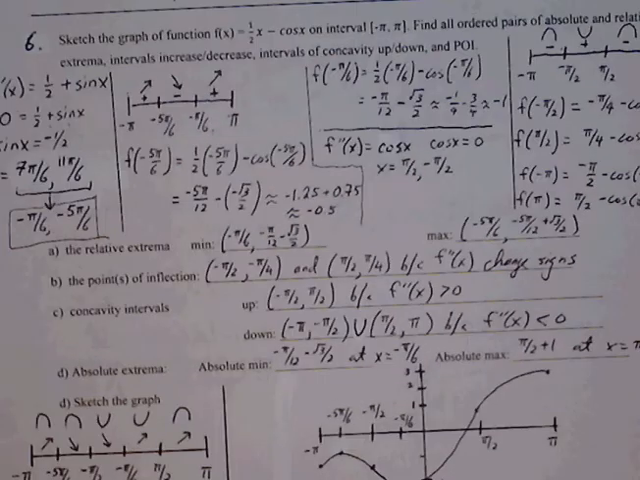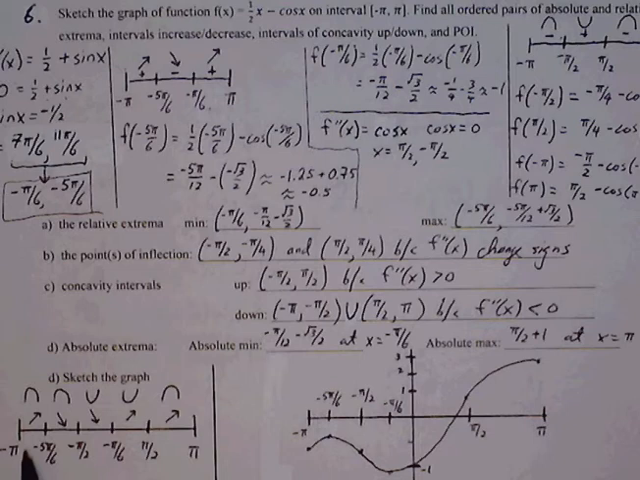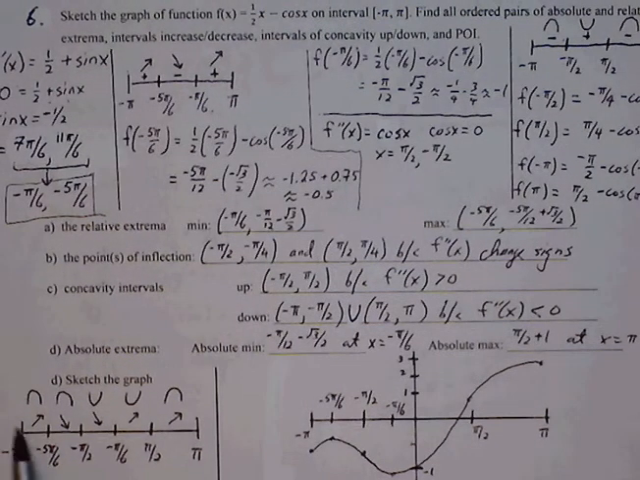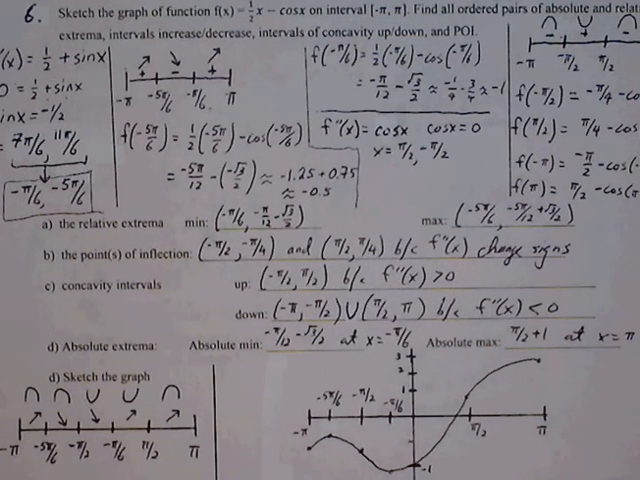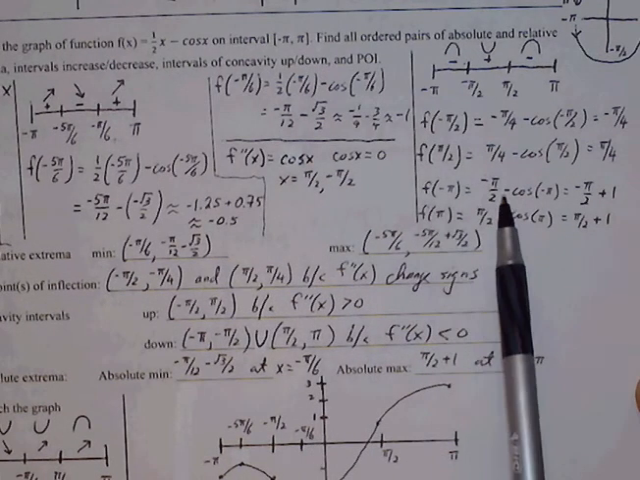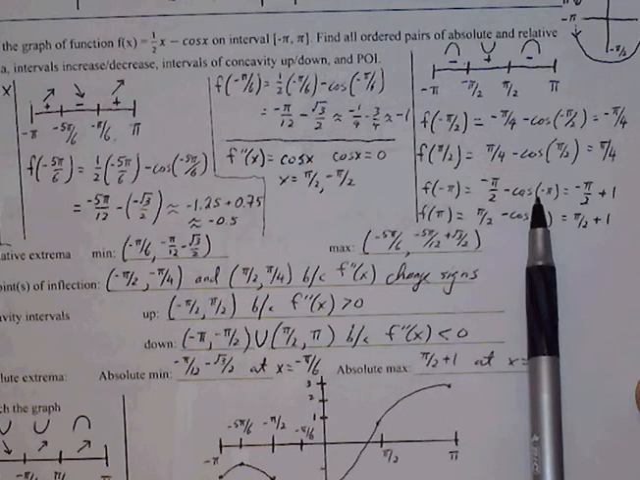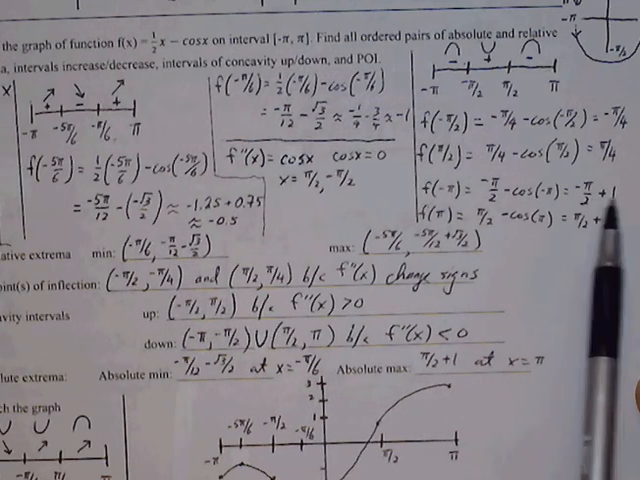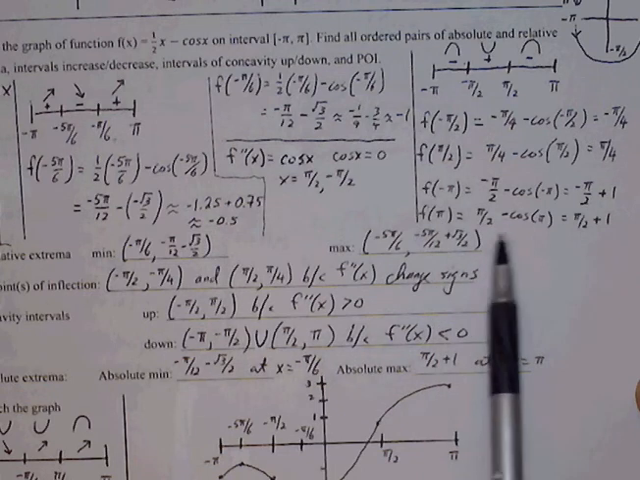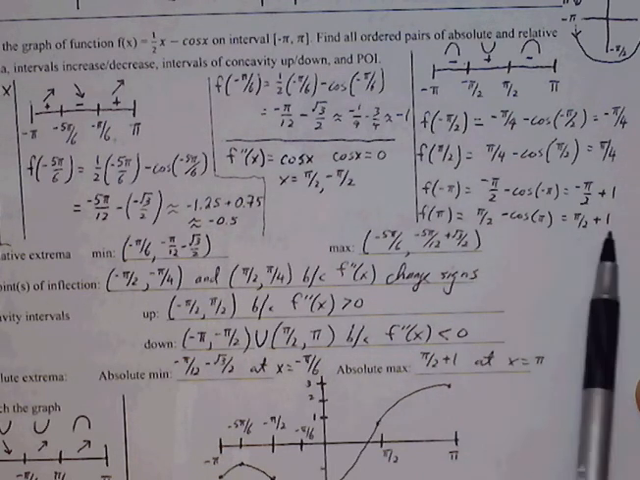We can go ahead and put our results from our first two sign lines onto one sign line so we can match up the slope with the concavity. And the next step is just to find the ordered pairs for the endpoints. Plug negative pi into the original equation, and I'll get negative pi over 2 plus 1, which is about negative 0.5. And then plug pi into the original equation, so pi over 2 minus cosine of pi, so about 1.5 plus 1, which is about 2.5.